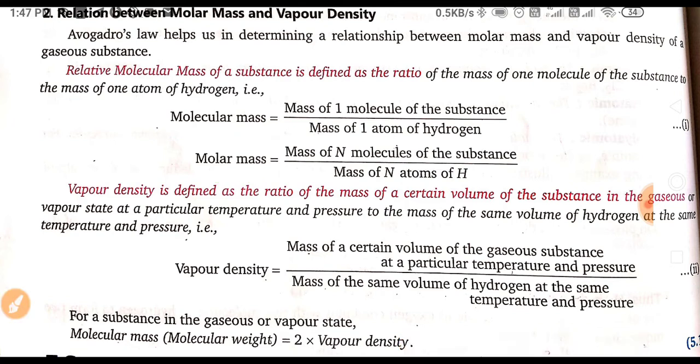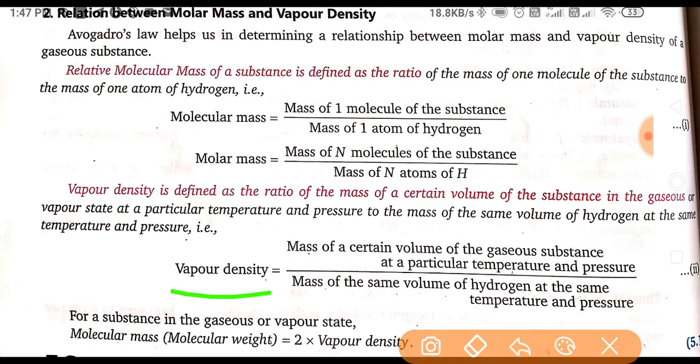So how is vapor density defined? Vapor density is defined as the ratio of the mass of a certain volume of a substance in the gaseous or vapor state at a particular temperature and pressure to the mass of the same volume of hydrogen at the same temperature and pressure.